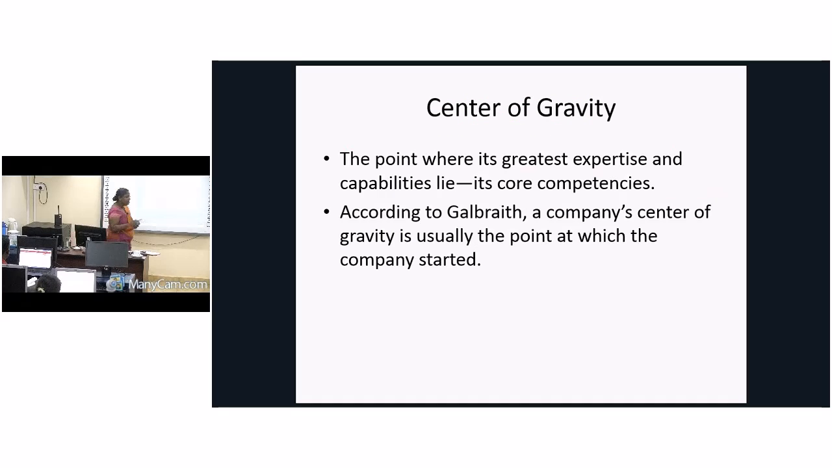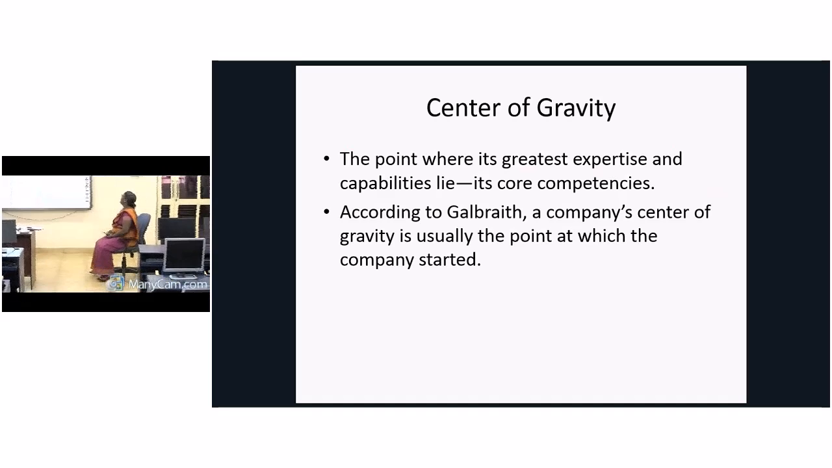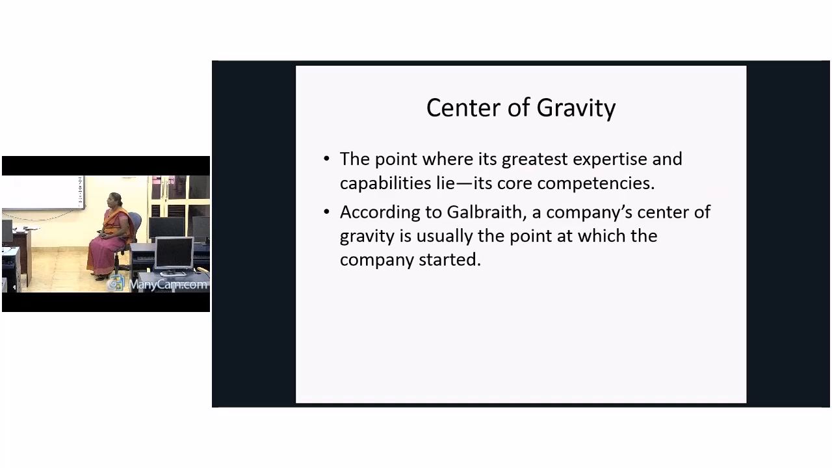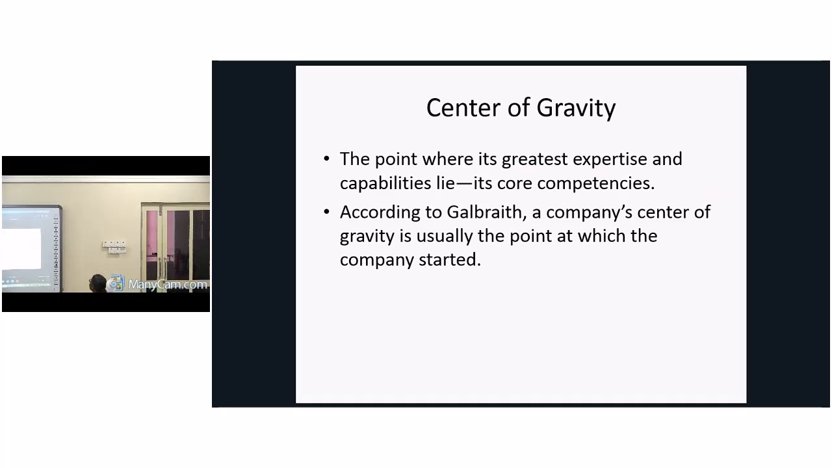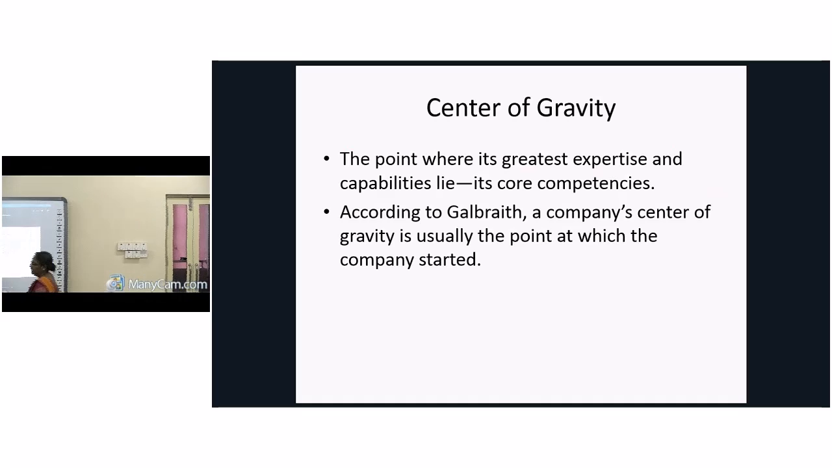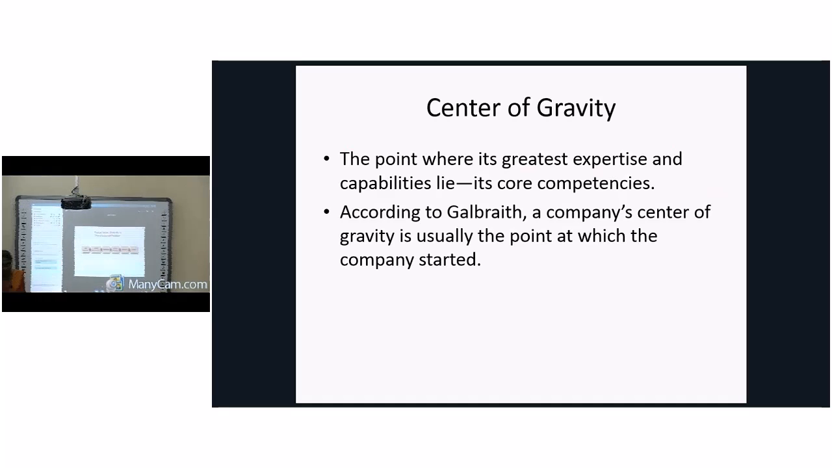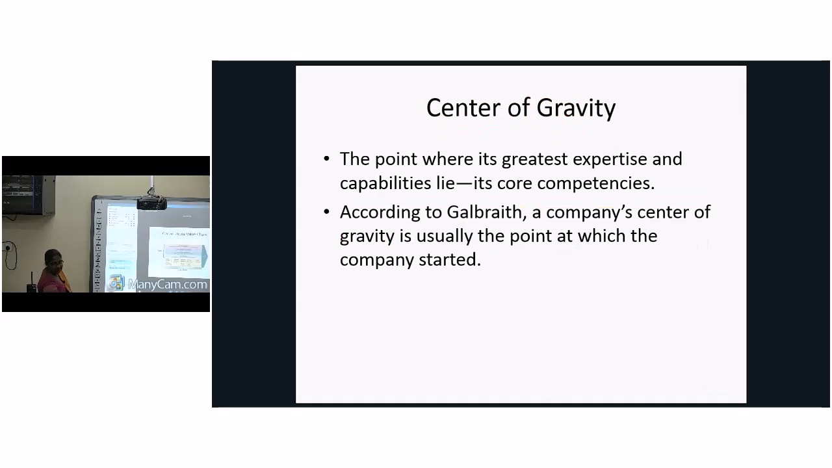So in the value chain, there is a point called the center of gravity. The center of gravity is the point where its greatest expertise and capabilities lie. If you refer to this typical value chain again, some organizations have their center of gravity at a particular point.